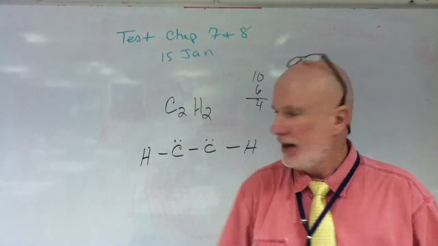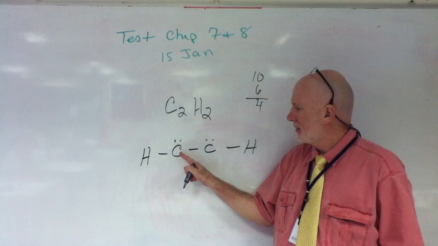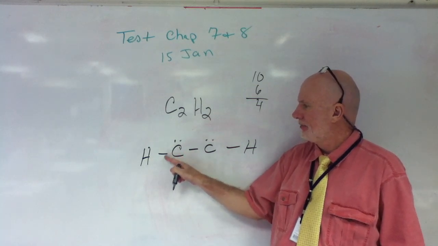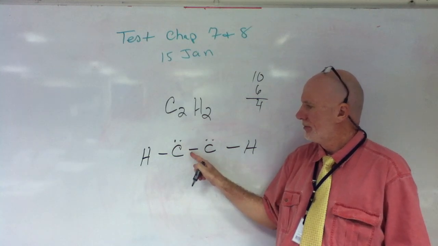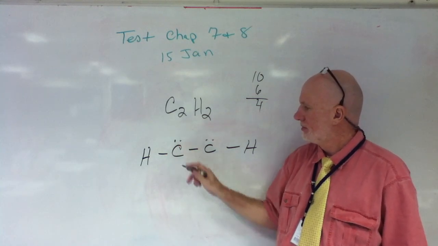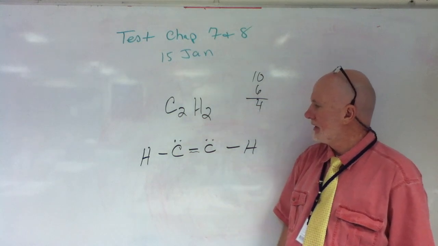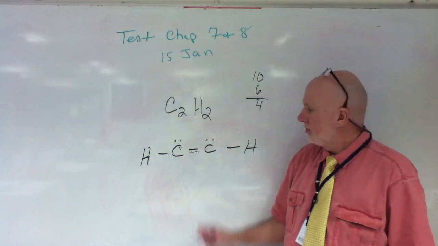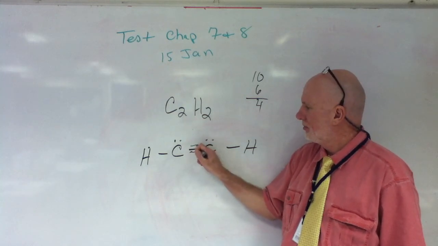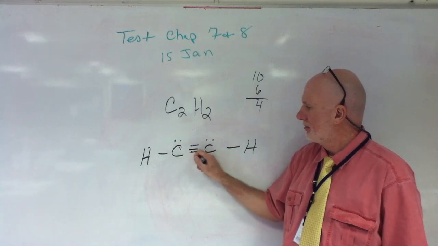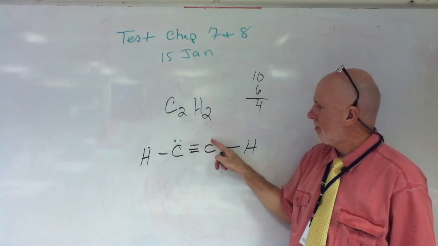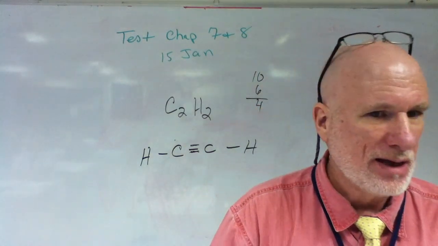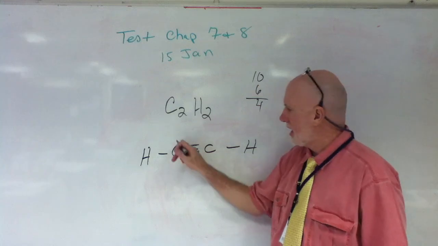Easy? Now, how many electrons does this atom have? Four. It has six. So it needs that. Okay? But what happens is this comes down two and forms a triple bond. Isn't that amazing? It sucks those electrons off the top and forms a triple bond.